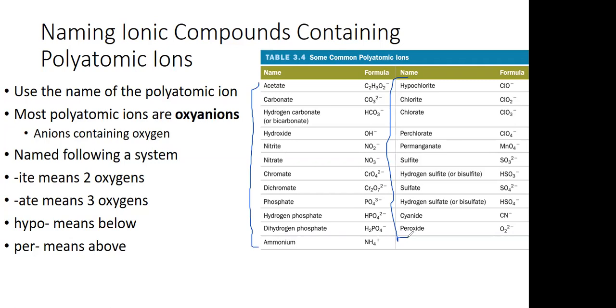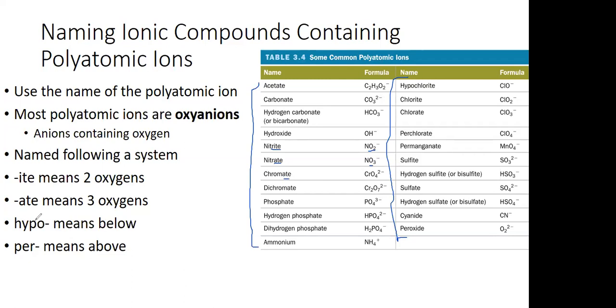And if an ion contains oxygen, we call that an oxyanion. And there's kind of a scheme to go with these oxyanions. So if an oxyanion has the ending of ITE, ite, like nitrite, that means your compound has two oxygens in it. If it ends in ate, ATE, that means your compound has three oxygens in it. Note, this is not uniform. Chromate has four oxygens in it too. So the naming is kind of all over the place.